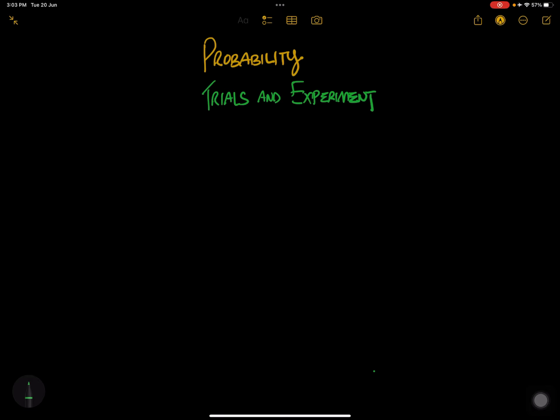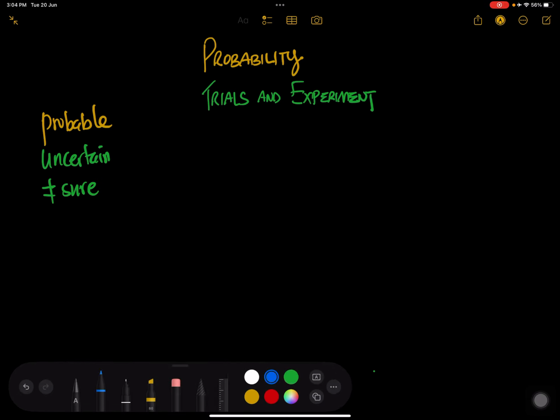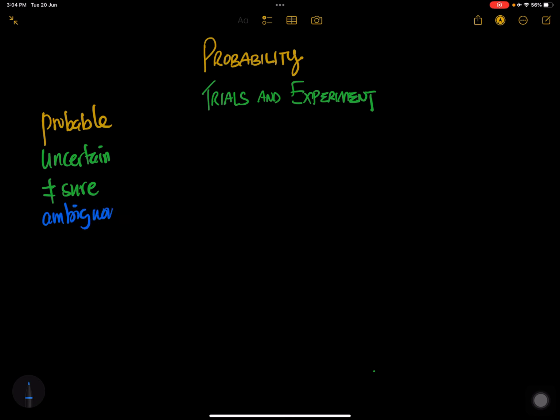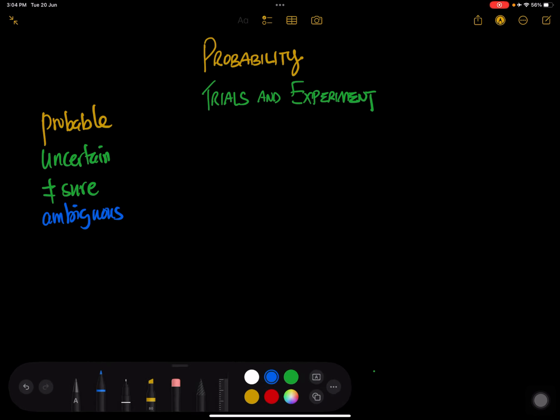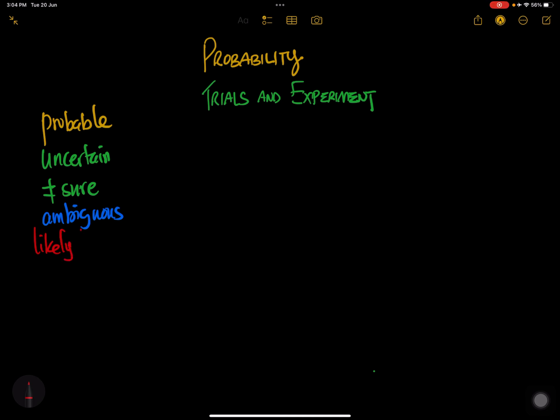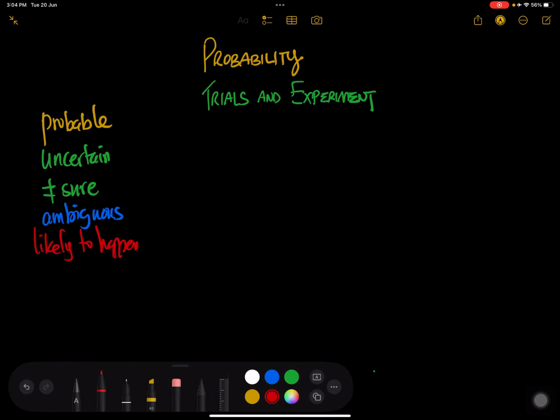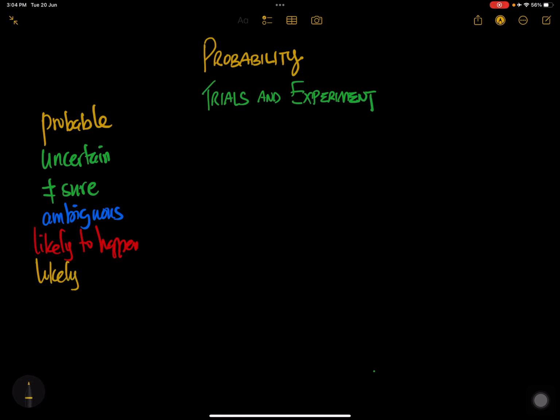So probability comes from the word probable. That means something which is uncertain. The word is probable. When something is probable, it means it is uncertain. That means you are not sure of something. It's ambiguous. Yes, it can happen or not happen. You see words like likely to happen and also likely not to happen. Now, this is very critical.